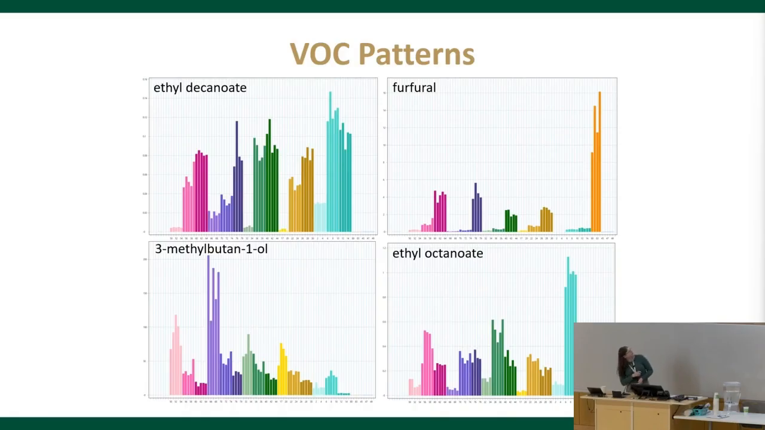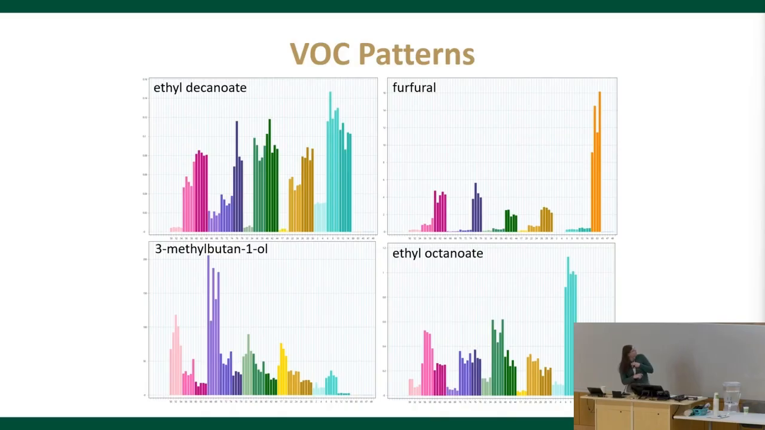First, on the top left is ethyl decanoate. And here we can see that the relative abundance of ethyl decanoate increases as honey concentration increases. For furfural, which is again a common compound found in honey, it of course has the highest relative abundance in the honey itself, but also increases in relative abundance as honey concentration increases, as we would expect.